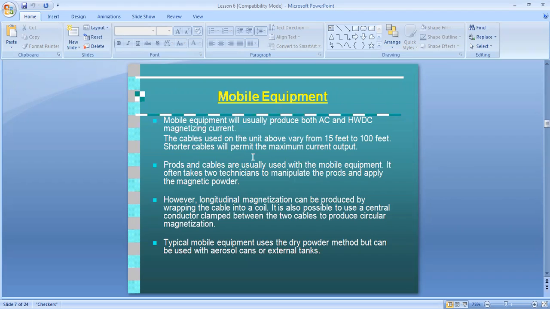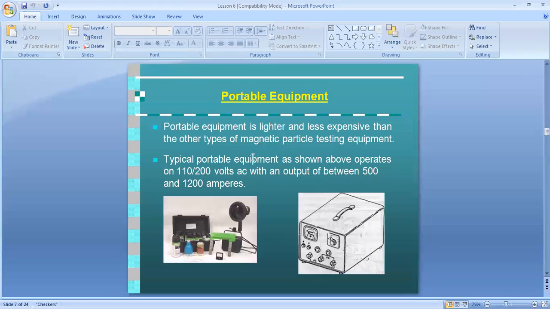Mobile equipment uses dry powder method, but can be used with aerosol cans, means that is the ready-made bath we are using.